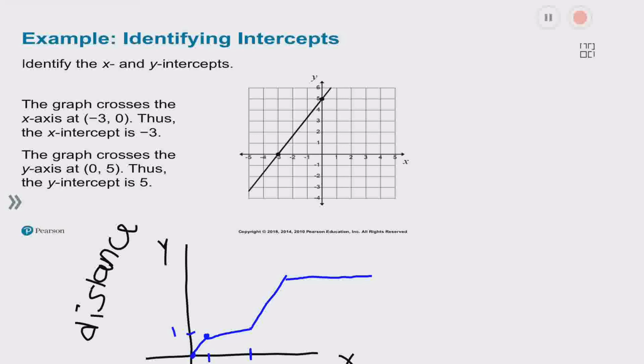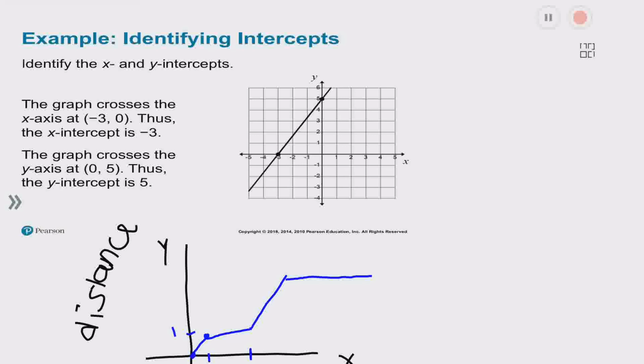Okay, intercepts. Just a reminder, x-intercepts is where it crosses the x-axis. Y-intercepts is where it crosses the y-axis. Whenever you have an x-intercept, you have a number for x and a 0 for y. And vice versa, whenever you have a y-intercept, you have x as a 0 and y as a number.